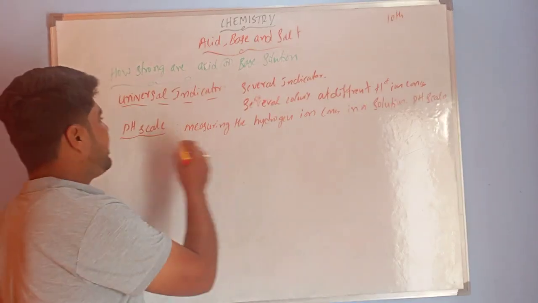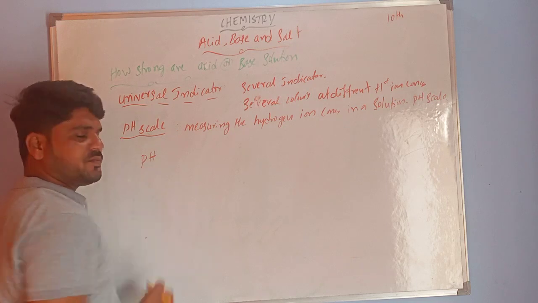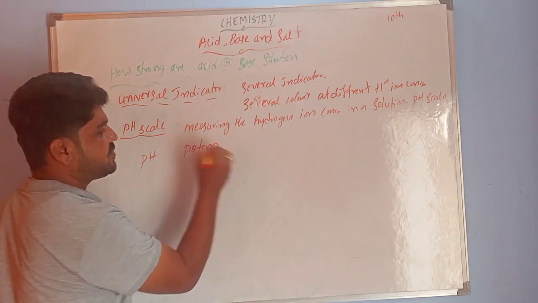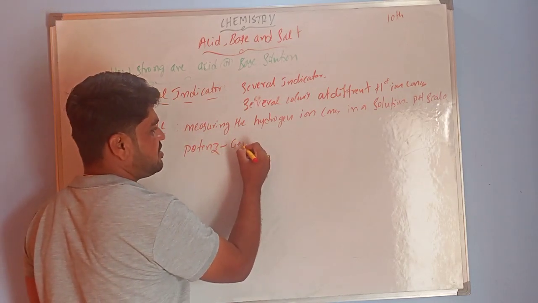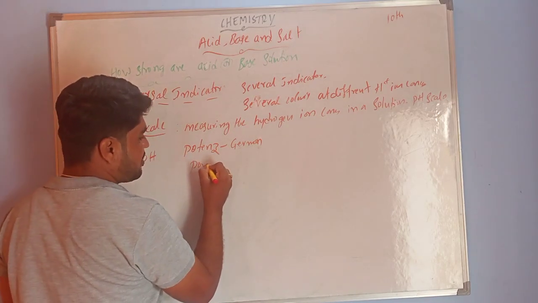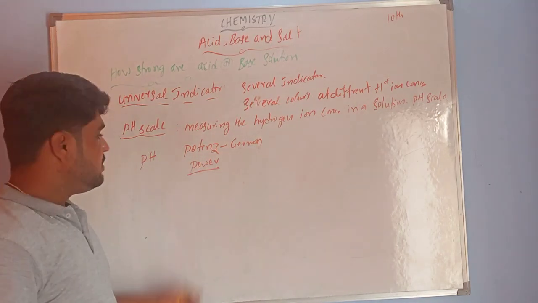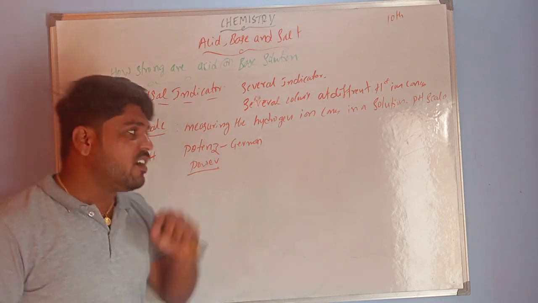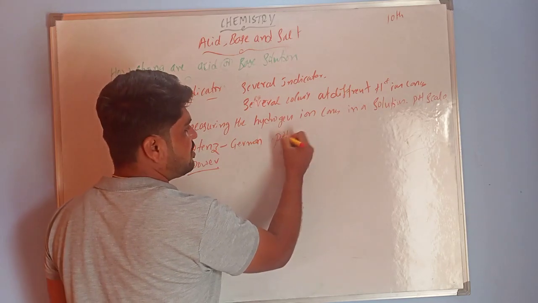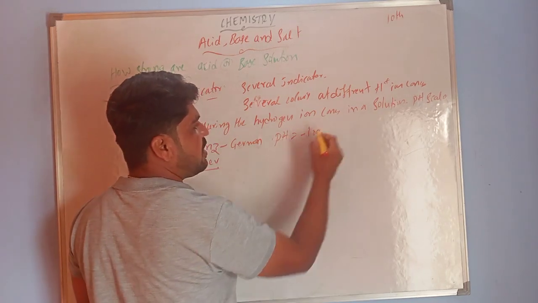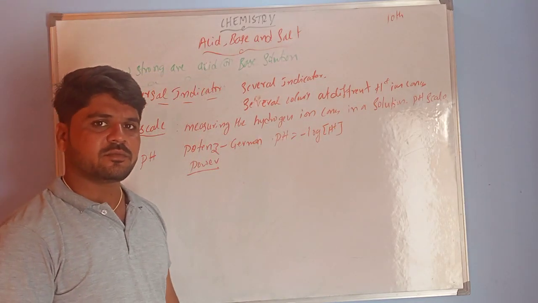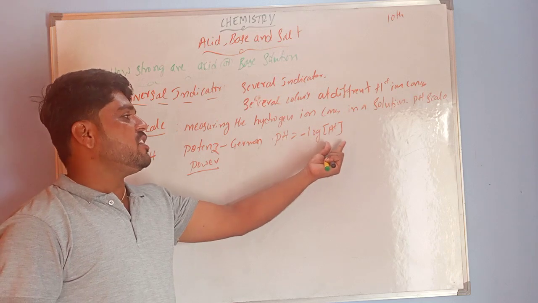We represent it like this: pH. In this, P means potenz, which is German. Potenz means power. pH is equal to the negative logarithm of hydrogen ion concentration. So what is the hydrogen ion concentration?